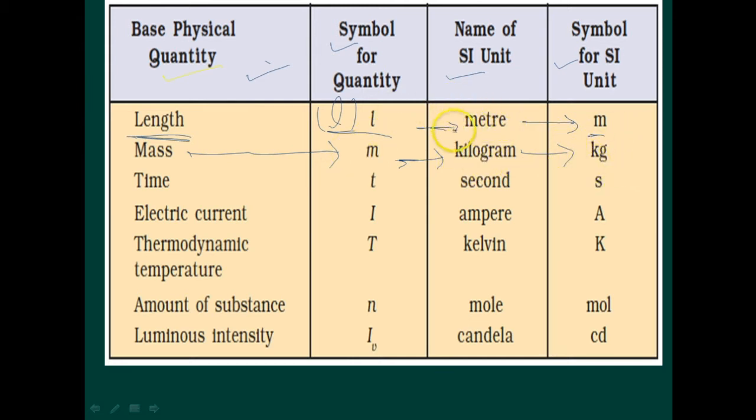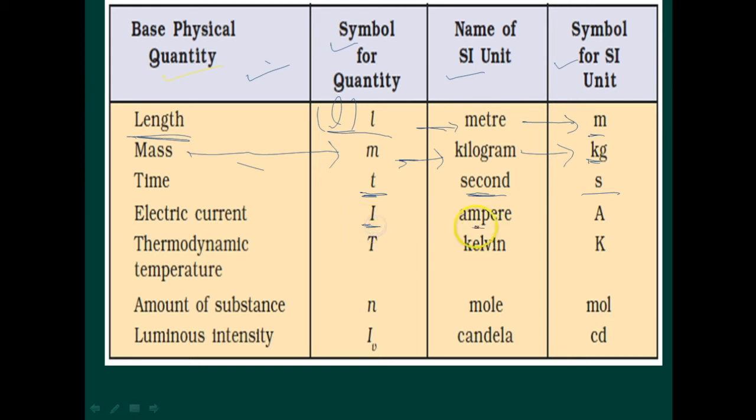We say meter when asking, for example, give me 100 meter of cloth, and similarly we say 100 kg for mass. Like that, time has the symbol t, and its unit is the second, whose symbol is s.